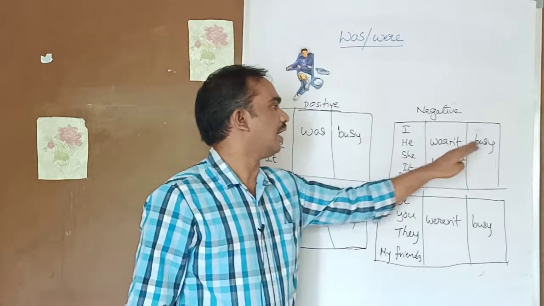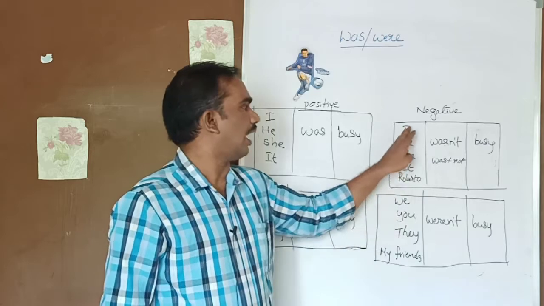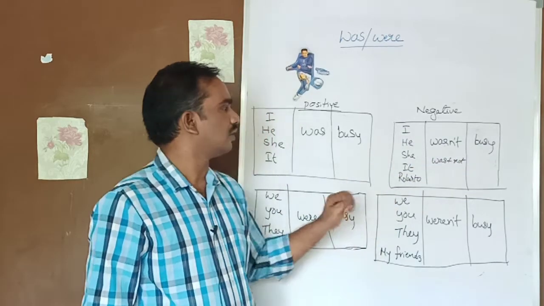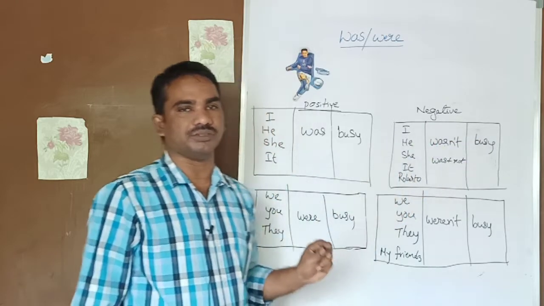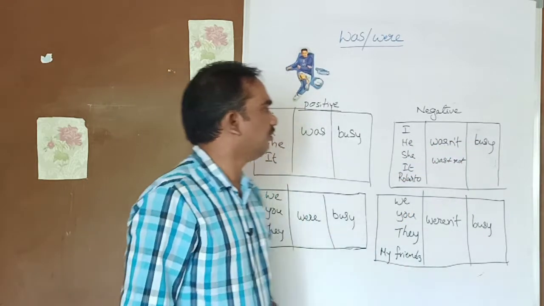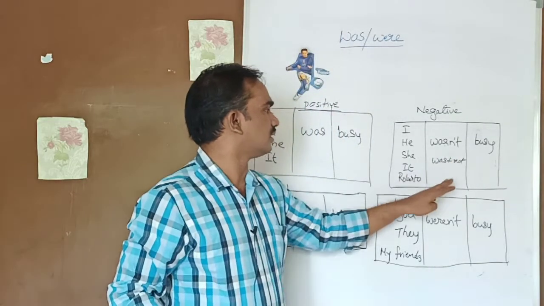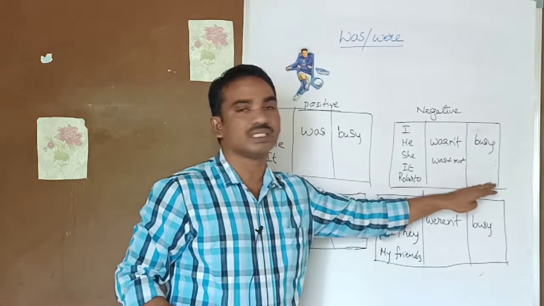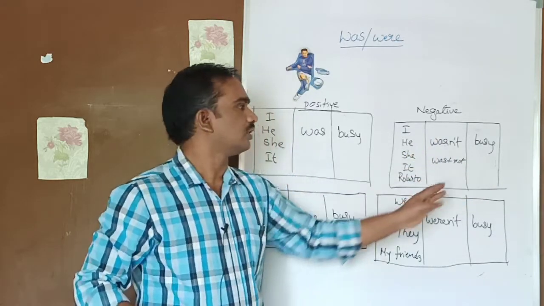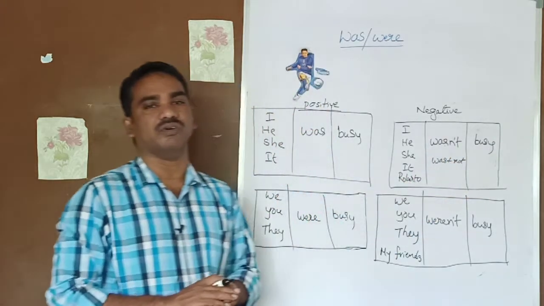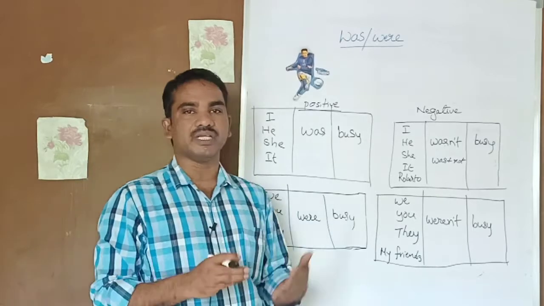Here you can replace other words. For example, I wasn't busy. I wasn't in the room. I wasn't in the office. He wasn't at the railway station. So here you can keep any word. So Robert wasn't busy. Robert wasn't in the football ground. Robert wasn't at home. So here by replacing other words you can make more sentences. So you do it at home.